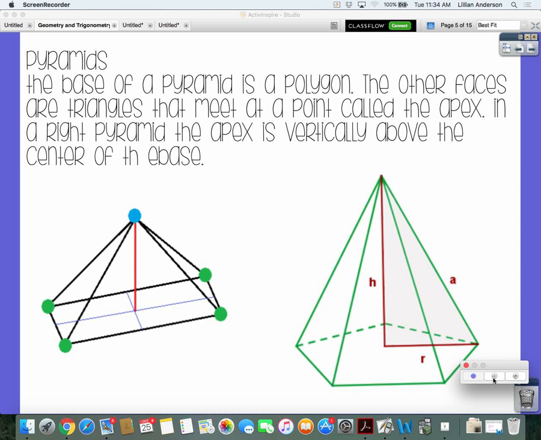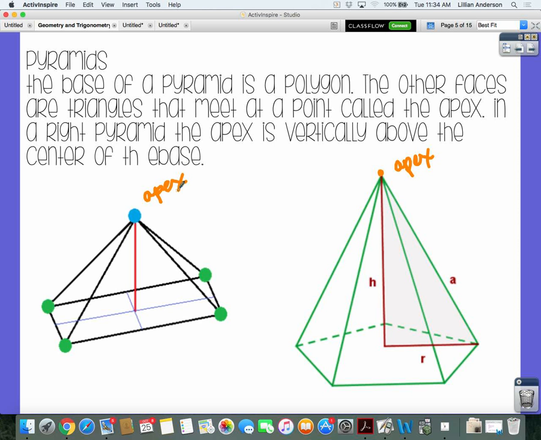Now the faces of a pyramid, besides the base, are going to be triangles, and they meet at a point. This point is called your apex, also known as a vertex. So don't get confused by the language. Apex just means the point where all the triangular faces meet. And in a right pyramid, the apex is always vertically above the center of the base, which means that this red line in both these cases is going to be your height, and it's going to be what to the base? Say again? Perpendicular.